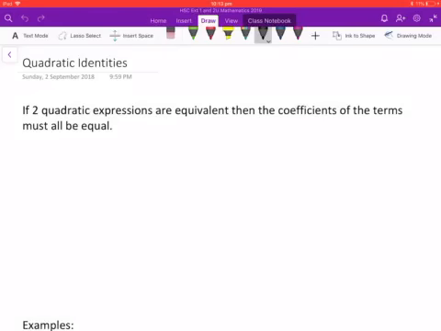Hello, we're talking about quadratic identities. This is a case where if two quadratic expressions are equivalent, the coefficients of the terms must all be equal. That sounds a bit obvious, but basically if you have a1x squared plus b1x plus c1, we put this sign, and I'll explain that in a second, a2x squared plus b2x plus c2.